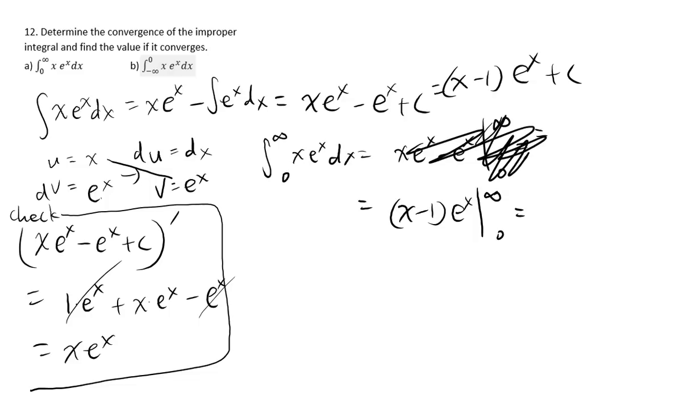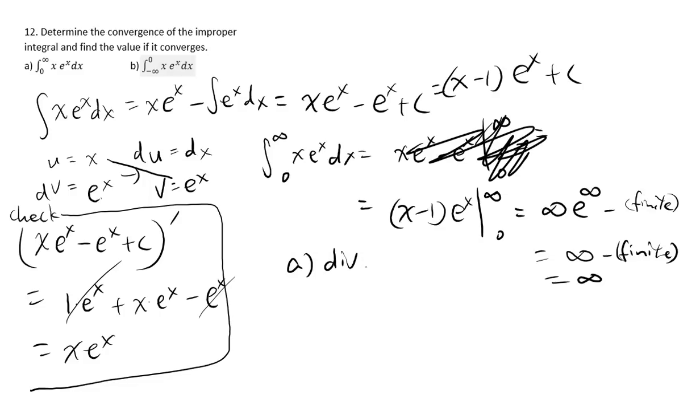So when you plug in infinity, infinity minus 1 is infinity, and e to the infinity is infinity. And when you plug in 0, you get some finite quantity, which we don't care about. The important thing is this is infinity, that's infinity, so that's still infinity minus some finite value, which is infinity. So that means A diverges.